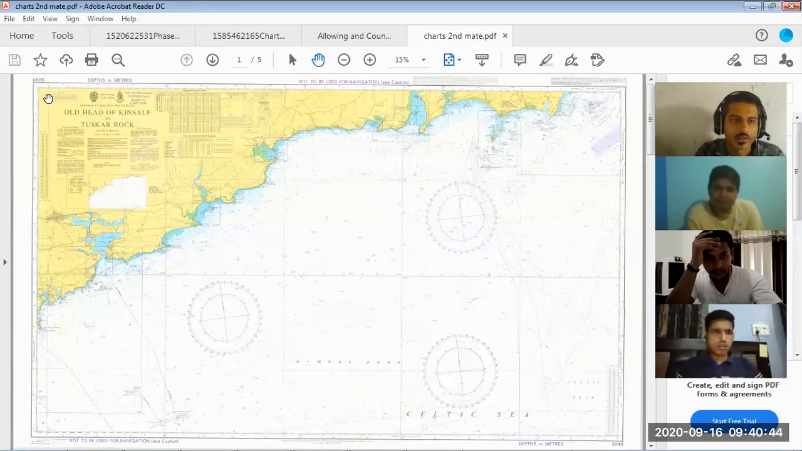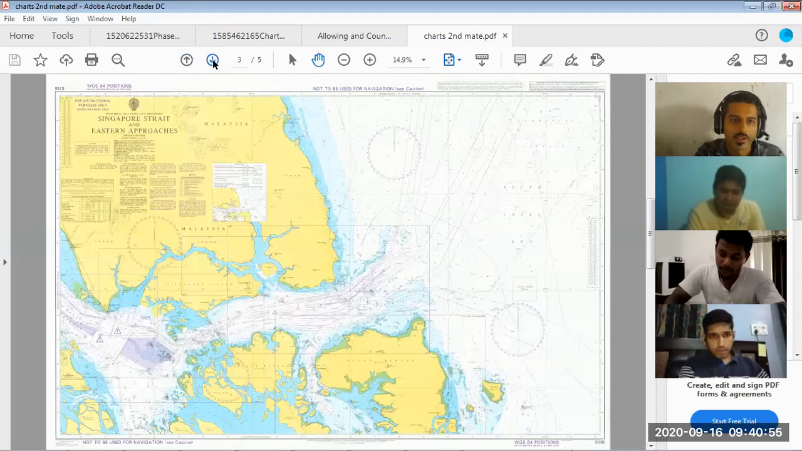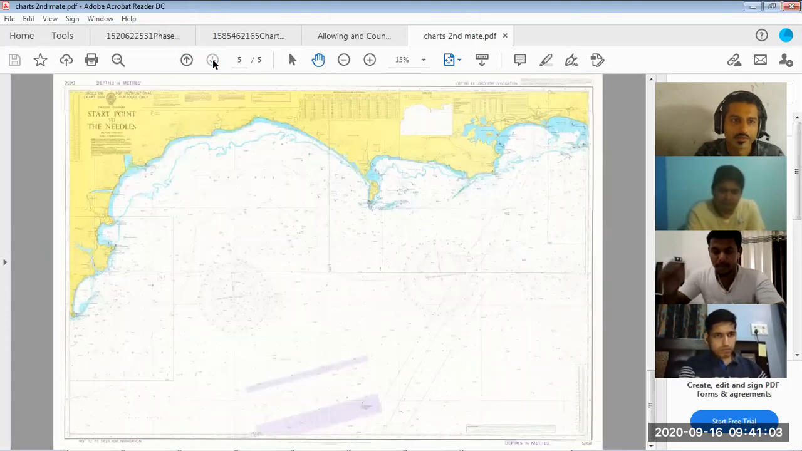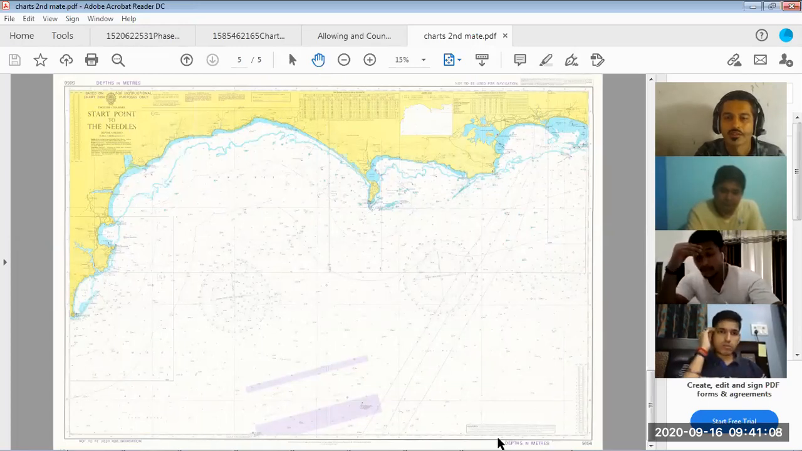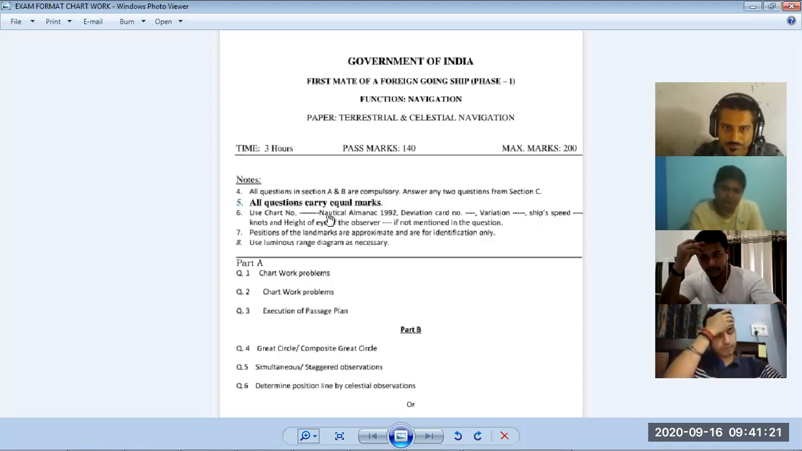exams. You have chart 5048, Tusker Rock, then 5047, Bristol Channel, English Channel, then 5118, Singapore Straits, then 5072, and 5056, start point to Needles Point. So these are the charts, but in your exam paper, the chart number will be mentioned. So those who need the charts or something, we'll talk about that after this.